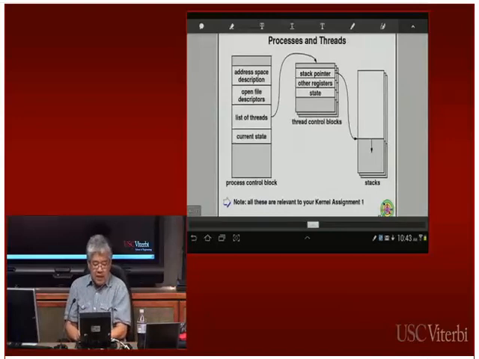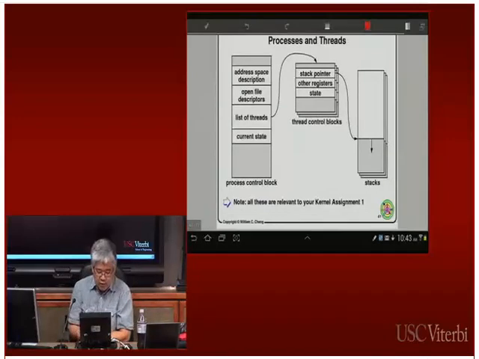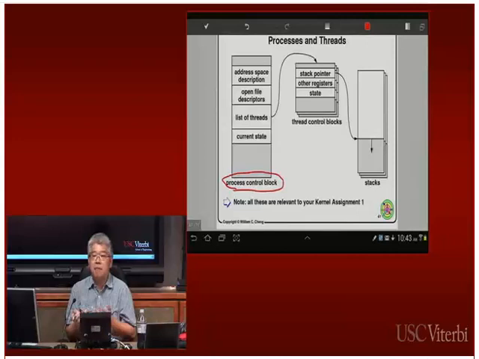All right. So what does the process control block look like? So here's the process control block. And by the way, this page is very important. When we look at some of these data structures, when you do the kernel assignment, refer back to this and see if this matches the process control block in the Unix kernel.